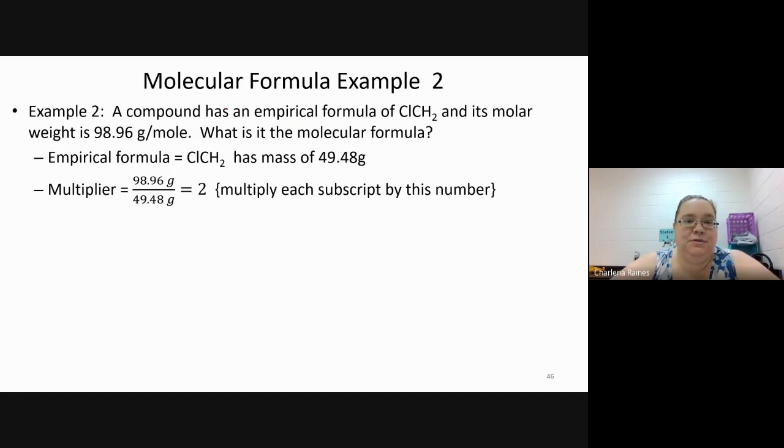That means I multiply each, I keep losing my marker today, each of my subscripts by 2. So I had 1 chlorine, well, now I have 2. I had 1 carbon, now I have 2. I had 2 hydrogens, now I have 4. So my empirical formula goes to the molecular formula of C2, sorry, bad misreads, Cl2C2H4.